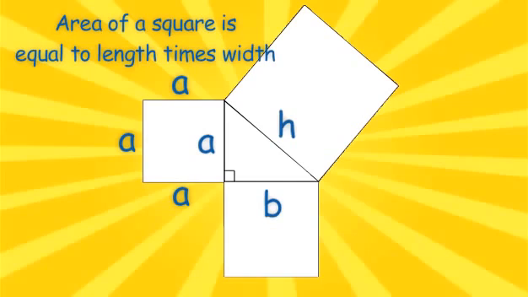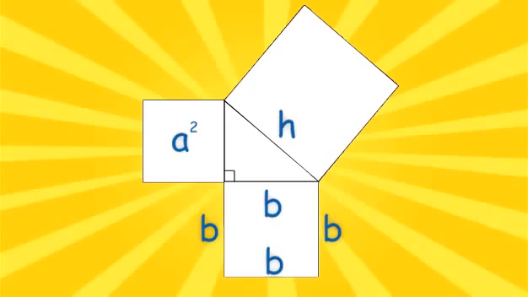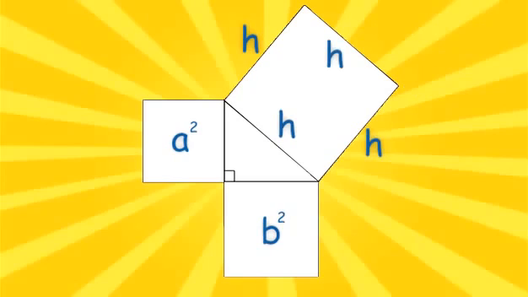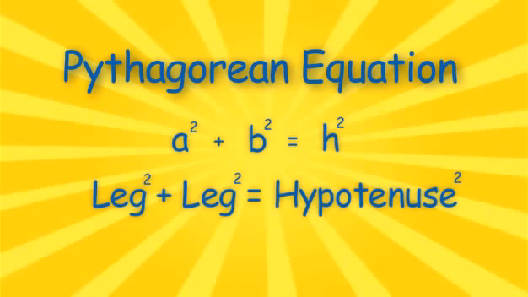The area of a square is equal to length times width. So the area here is A squared. Similarly, this is a square, so each side must measure B. The area of this square is B squared. Finally, this square has sides of H, which makes the area H squared. And with this, we can see the Pythagorean equation: a squared plus b squared equals h squared. Or, in other words, leg squared plus leg squared equals hypotenuse squared.